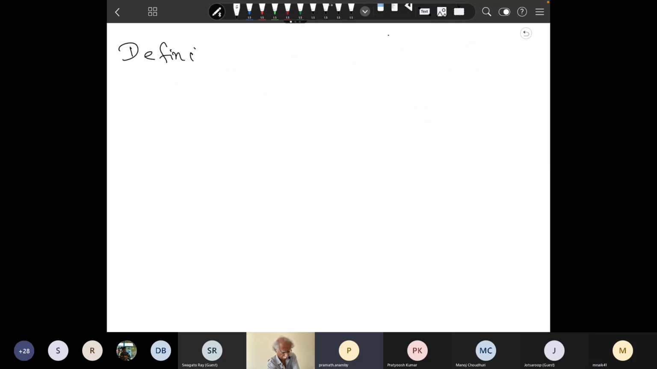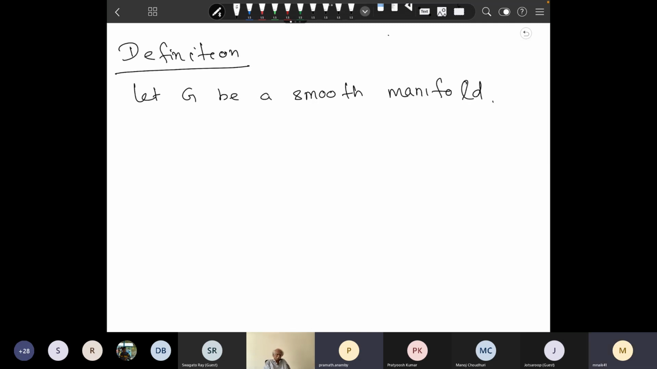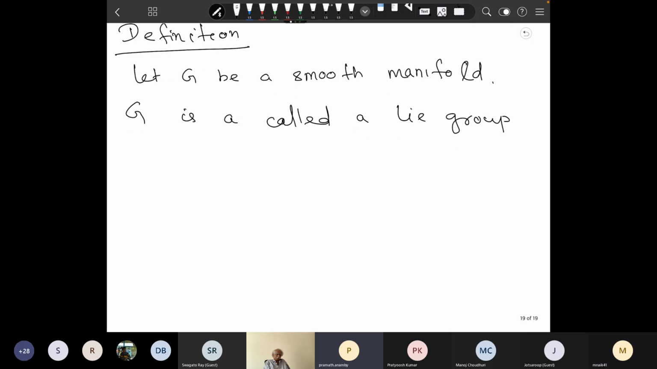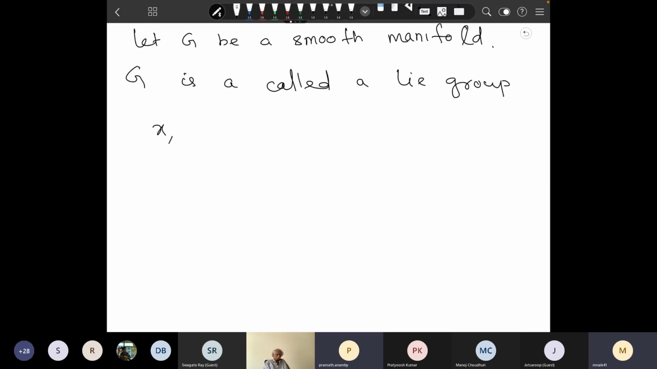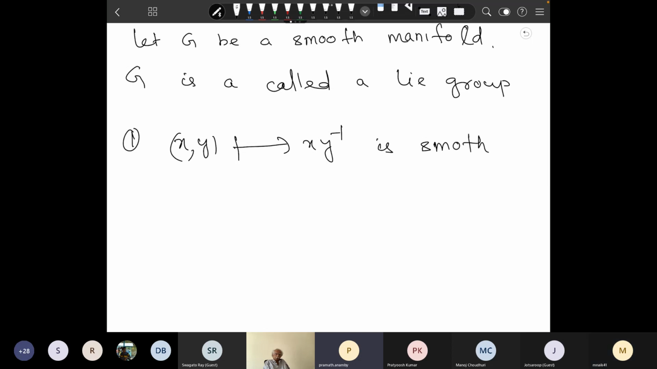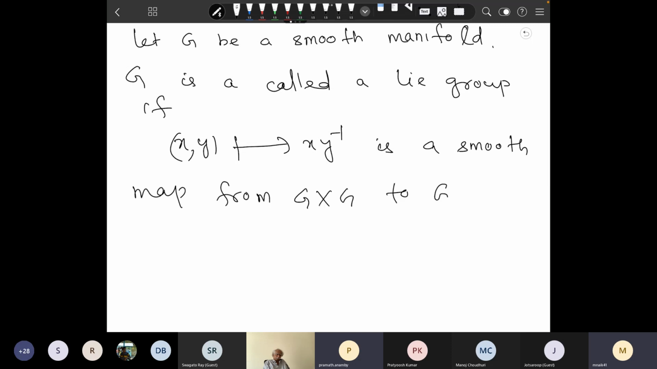Let G be a smooth manifold. G is called a Lie group if this multiplication map, (x, y) going to x y inverse, is a smooth map from G cross G to G. This is the definition of a Lie group.